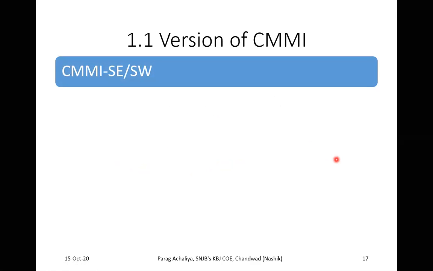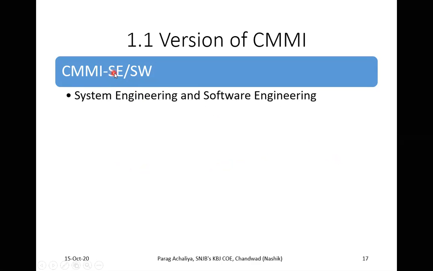CMMI hyphen SE slash SW. What is SE and SW? That is your system engineering and software engineering. The first SE stands for your system engineering, whereas SW stands for your software engineering. So the first component of your 1.1 version CMMI is CMMI-SE/SW, Software Engineering and System Engineering.